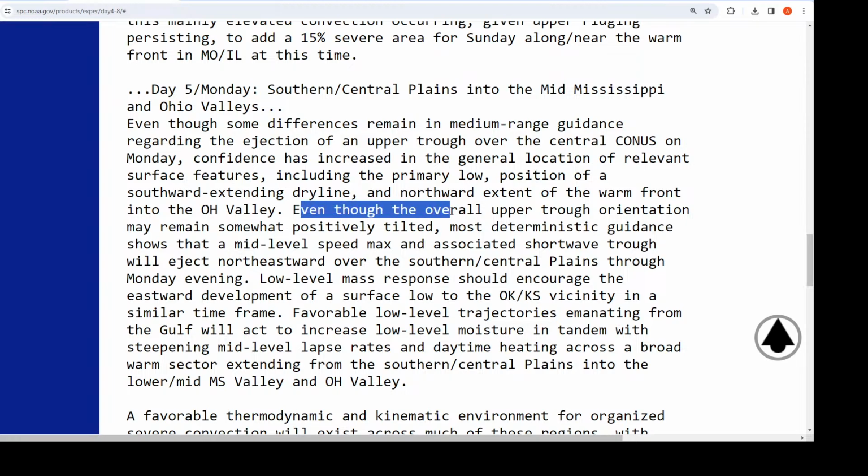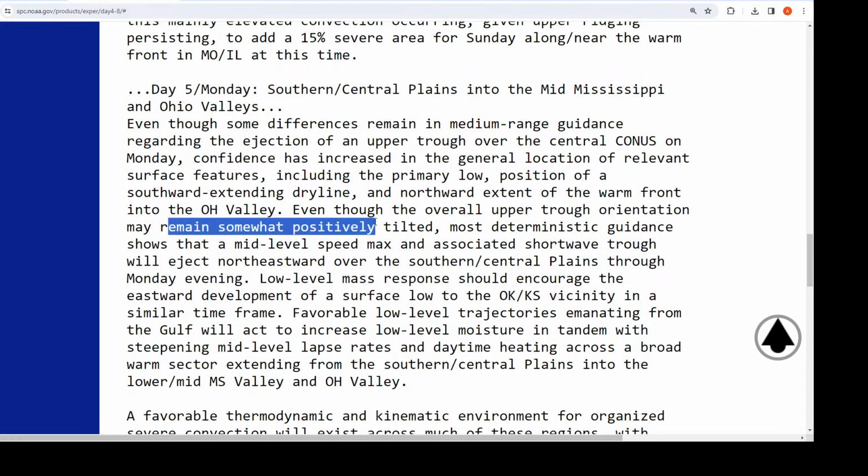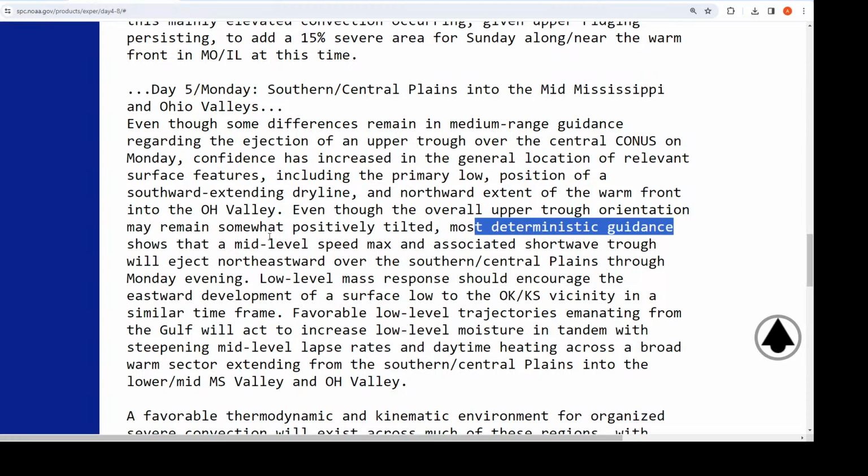Even though overall upper trough orientation, which is what I was just showing you, may remain somewhat positively tilted, which, like I was saying, contributes to there not being so much severe weather, most deterministic guidance shows that a mid-level speed max associated with a shortwave trough will eject northeastward over the southern and central plains through Monday evening. Then low-level mass response should encourage the eastward development of a surface low to the Oklahoma and Kansas vicinity in a similar time frame.